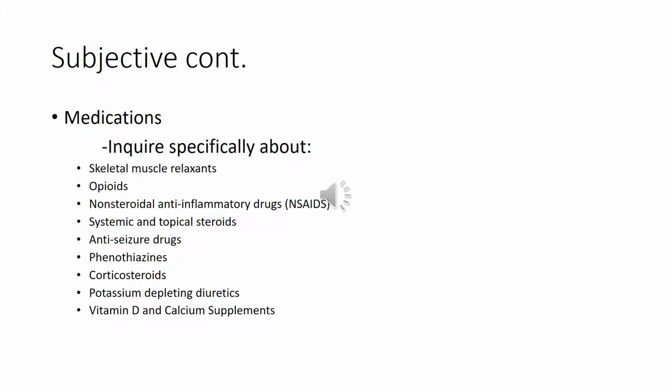Any potassium depleting diuretics, and that would affect the muscles. Remember, it does affect the heart muscle, so of course it would affect other muscles as well. Any vitamin D and calcium supplements.